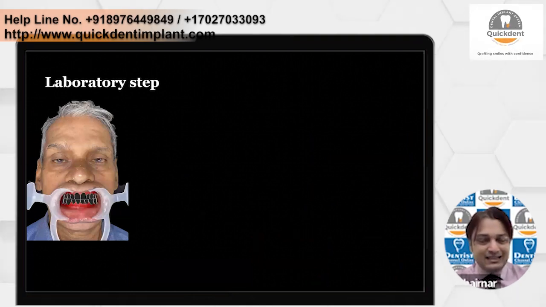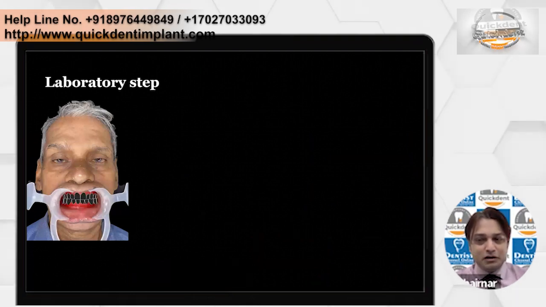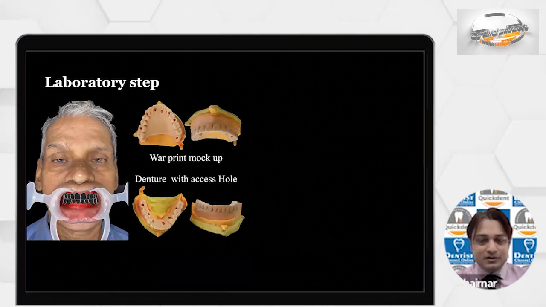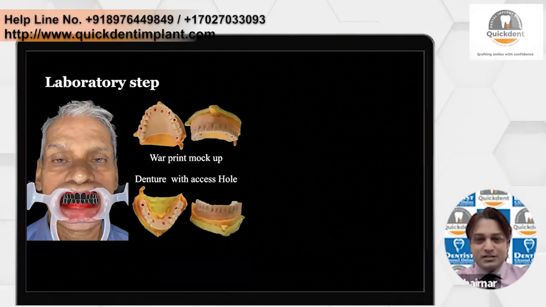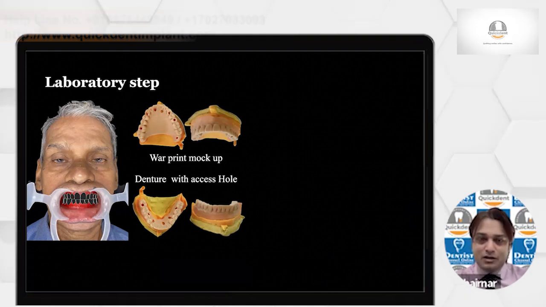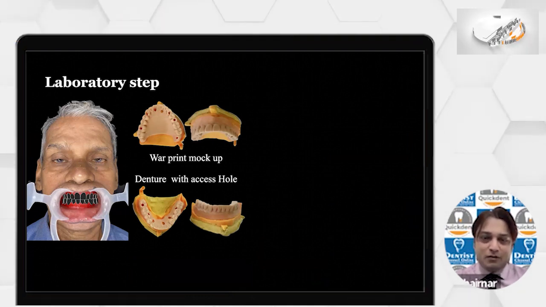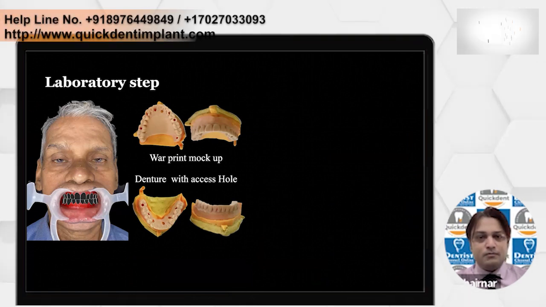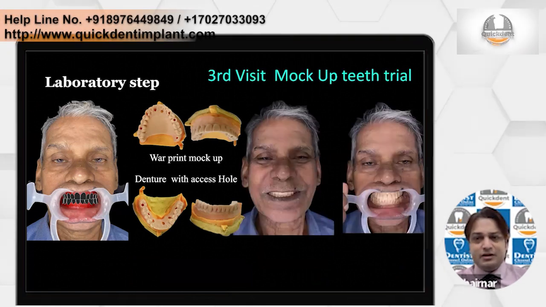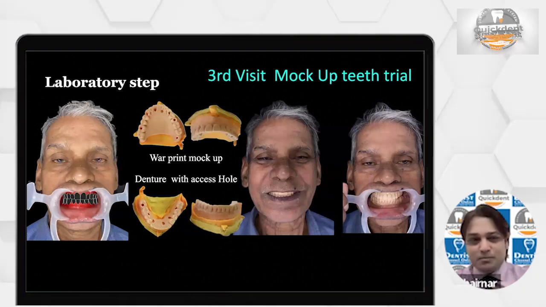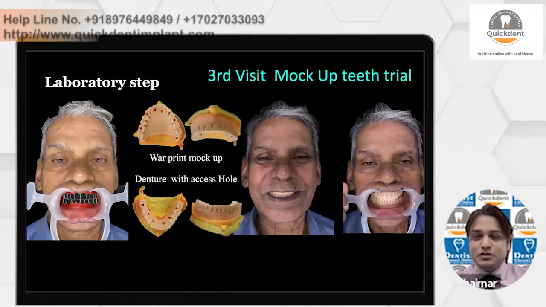He will design the teeth on this particular information, and he will make a mock-up denture. What is a mock-up denture? It has all the palatal coverage, everything. It is like a denture, but access holes are there. Once it is ready, we will re-verify it in the patient's mouth. This is an edentulous mock-up trial. You got my point? So this is edentulous.